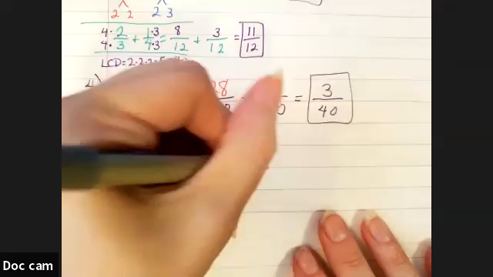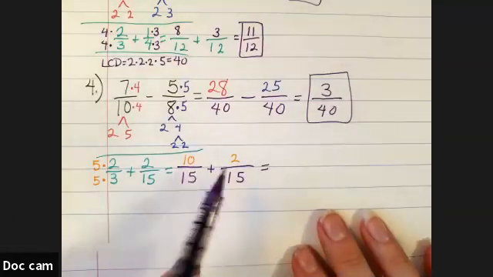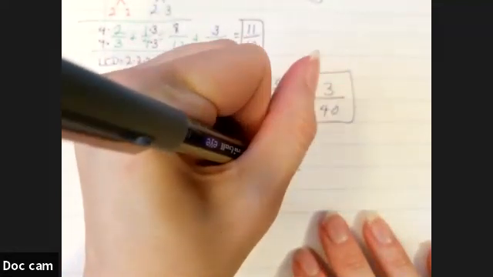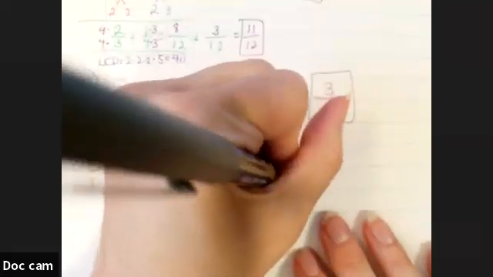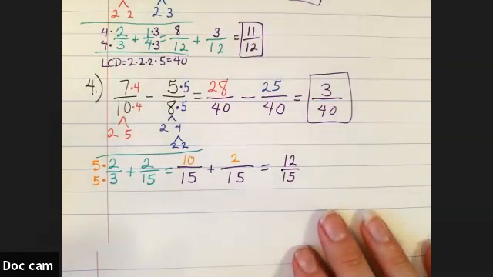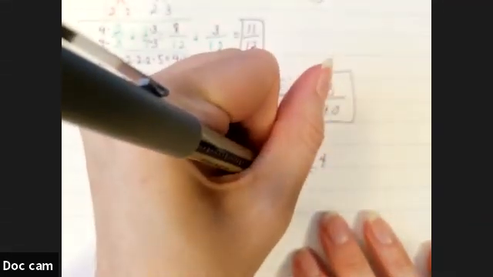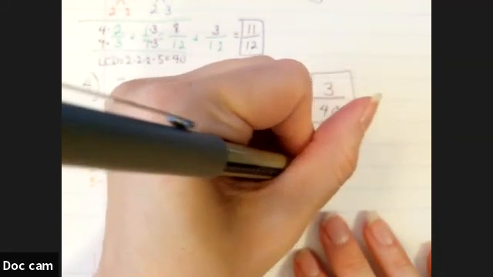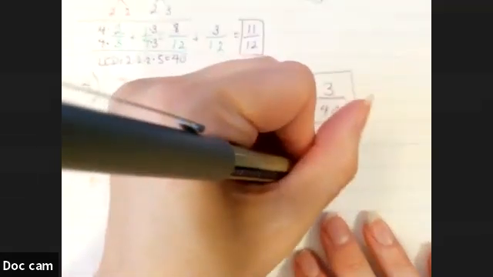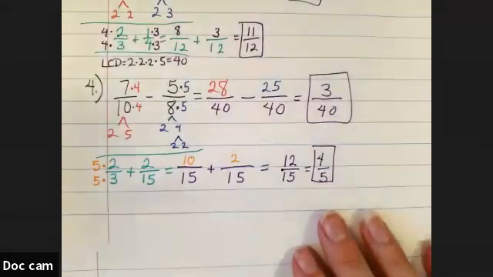Okay. And then, okay, so then 10 plus 2 is 12. So that gives me 12 over 15. Okay. And then I need to reduce that. So 3 goes into 12 4 times, and 3 goes into 15. Oh, wait. Yeah, 5 times. So 4 over 5 is the correct answer.